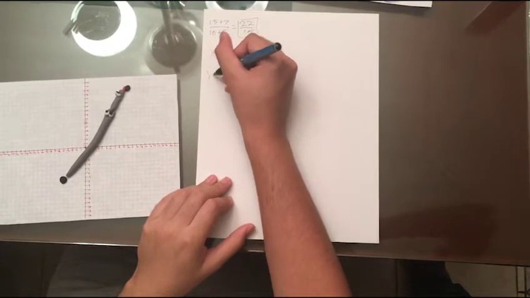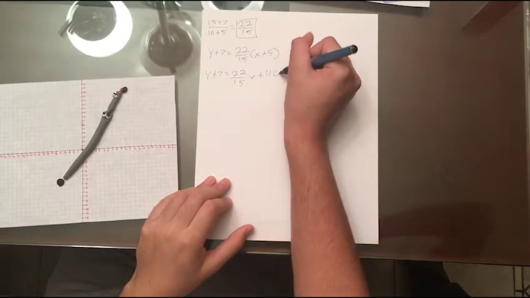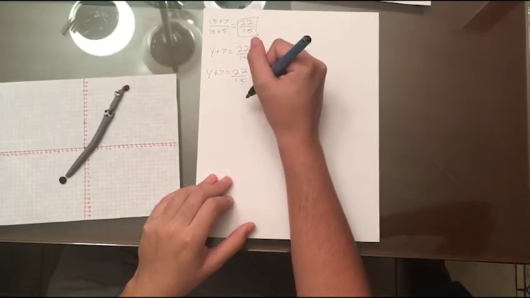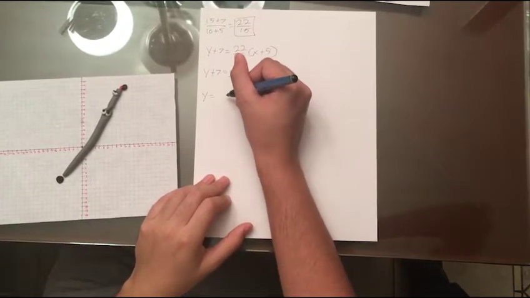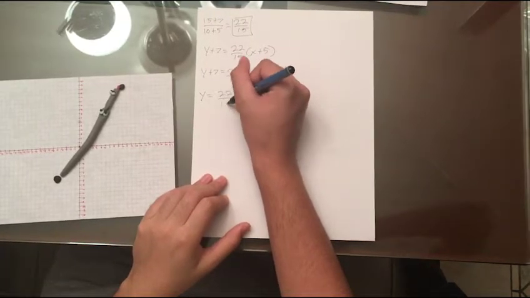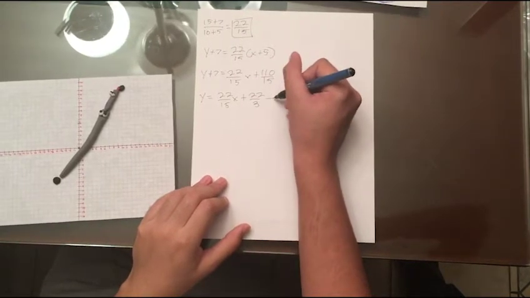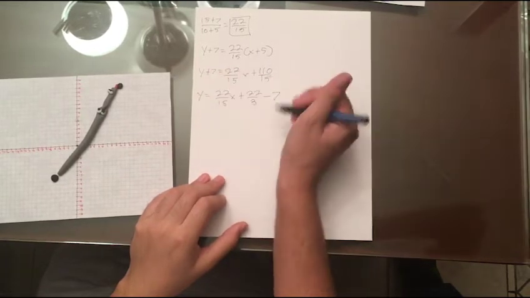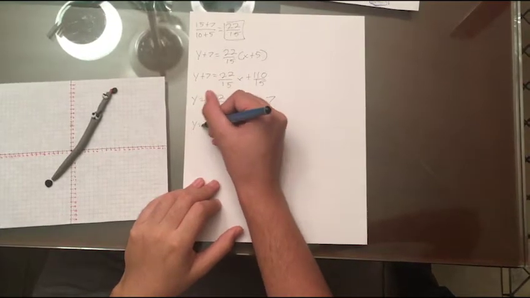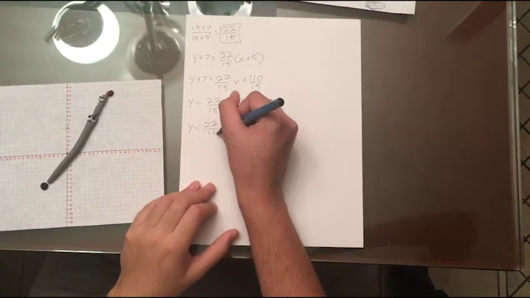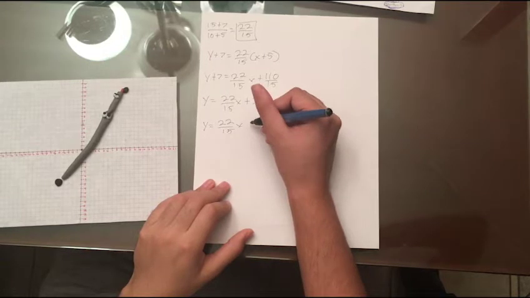This gives you y plus 7 equals 22 divided by 15x plus 110 divided by 15. Then you have to solve for y. This gives you y equals 22 divided by 15x plus 22 divided by 3 minus 7. Then the 7, you have to equalize it to the 22 divided by 3. So this gives you y equals 22 divided by 15x plus 1/3.